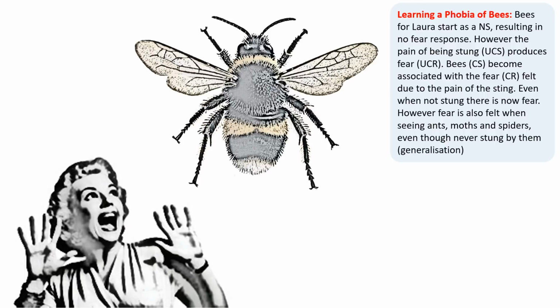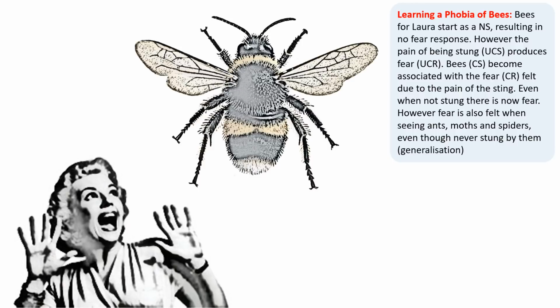Laura also found around this time that she became afraid of other insects, so she became afraid of ants, moths, and spiders, even though she's never been stung by any of those creatures. So her fear has been generalised. That explains how a phobia can be learned through classical conditioning, through association processes.